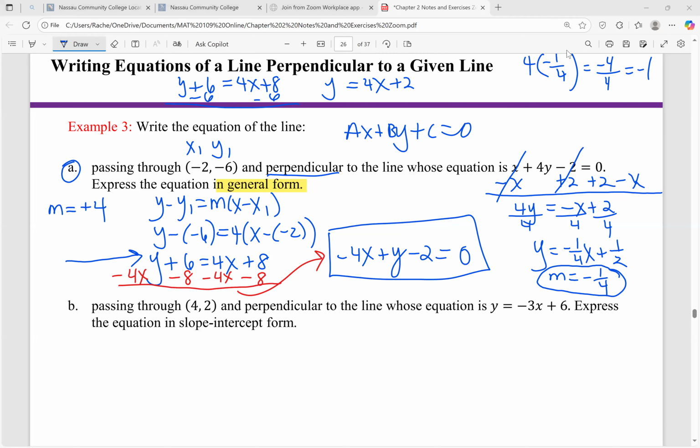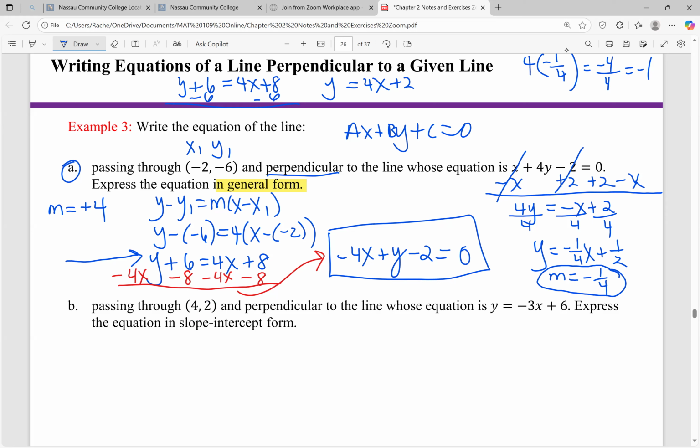And let's do one more example. So part B says, write the equation of the line that passes through (4, 2) and is perpendicular to the line whose equation is y equals negative 3x plus 6. And we want to express the equation in slope-intercept form, which is y equals mx plus b. So in order for the equation of the line that's going to pass through the point (4, 2) to be perpendicular to this line, y equals negative 3x plus 6, the product of their slopes has to equal negative 1.